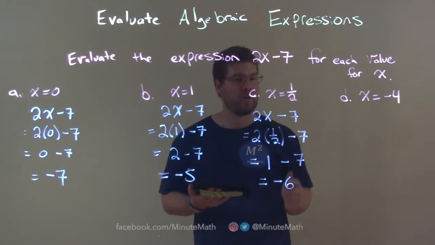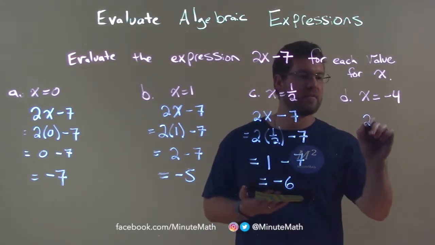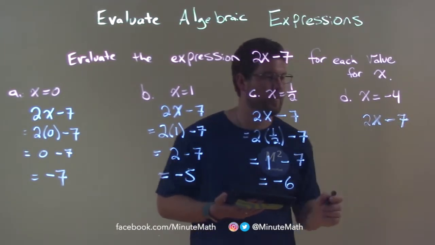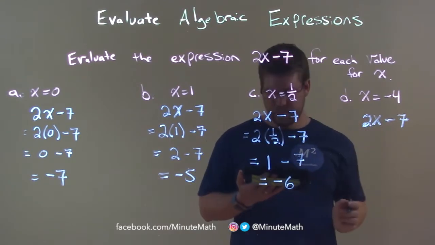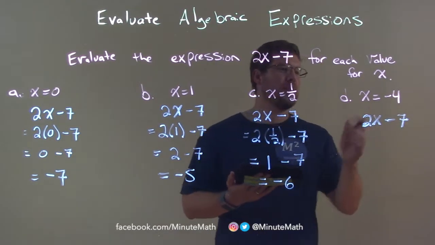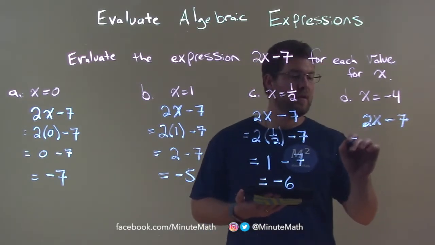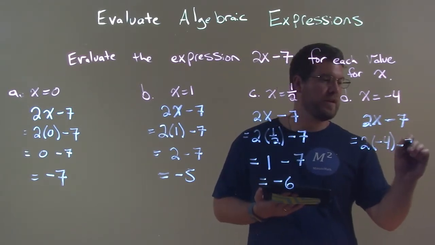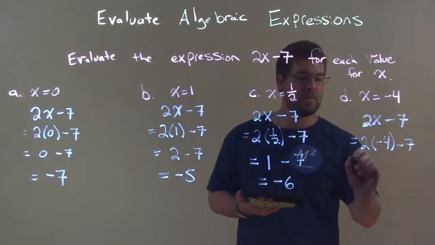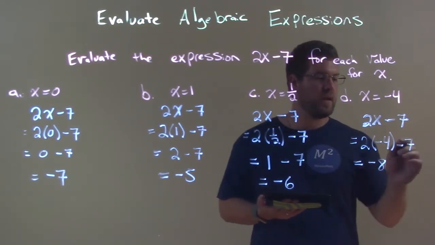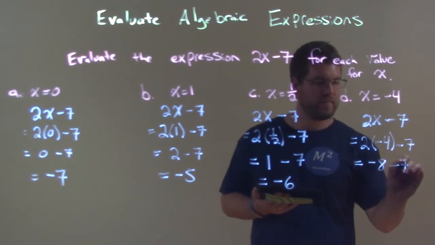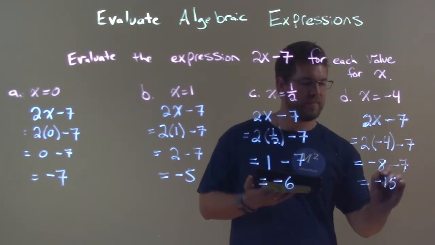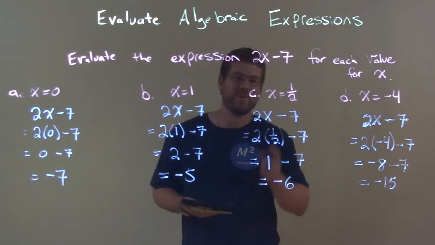All right? Our last expression here, again, let's rewrite the 2x minus 7. And then we substitute negative 4 in for x. So 2 times a negative 4 minus 7. 2 times negative 4 is negative 8, minus 7. And negative 8 minus 7 is a negative 15. Okay? All right, so we got through all those examples.